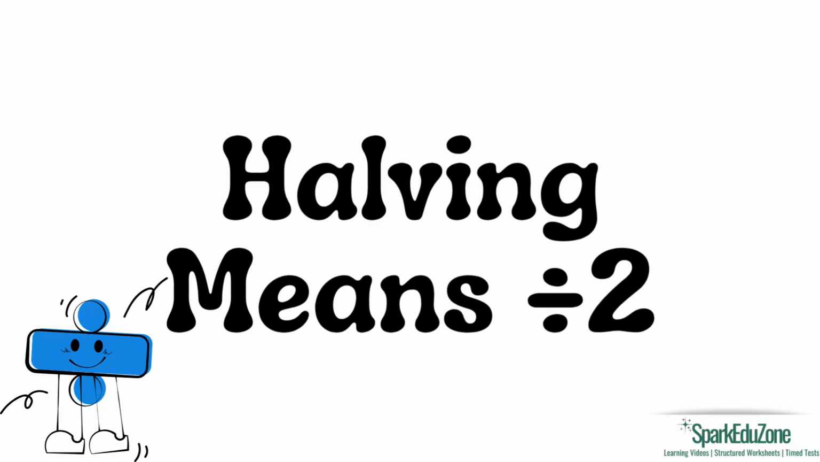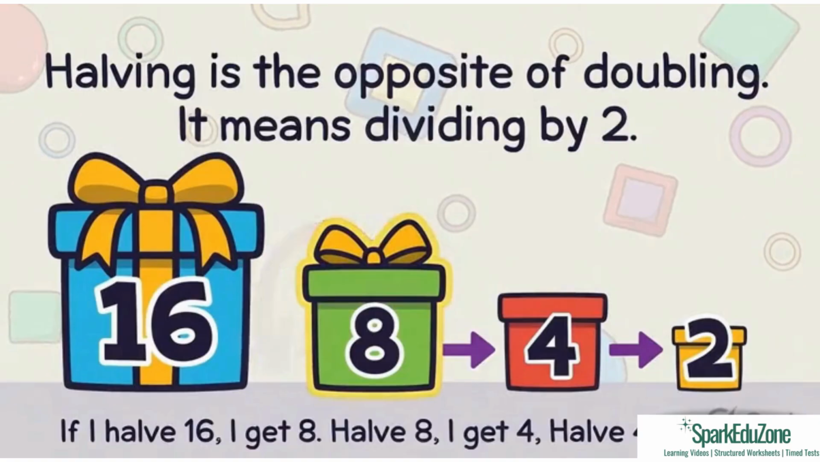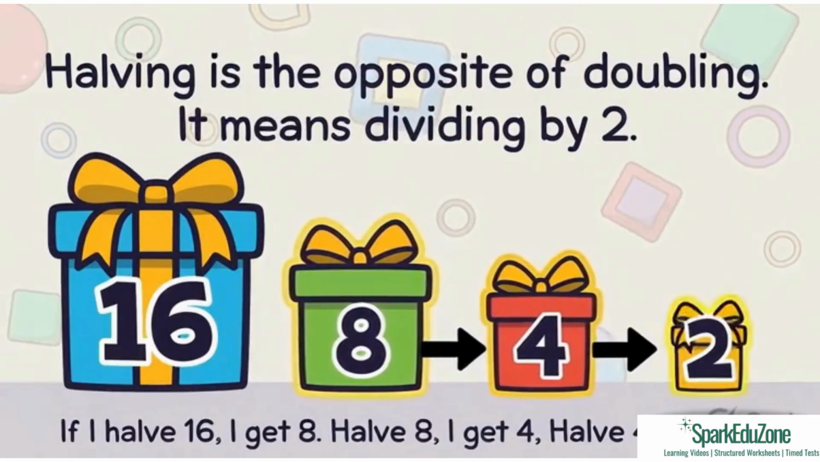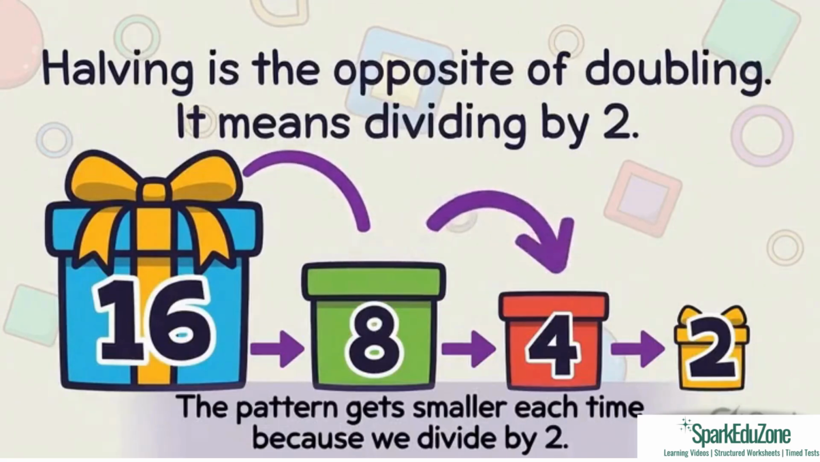It means dividing by 2. If I halve 16, I get 8. Halve 8, I get 4. Halve 4, I get 2. The pattern gets smaller each time because we divide by 2.